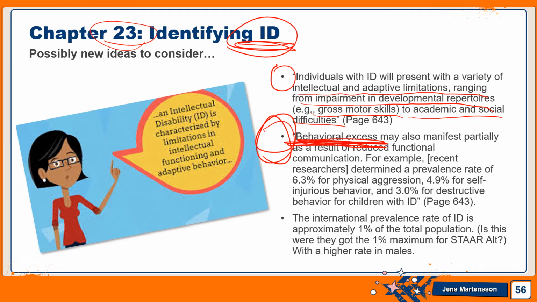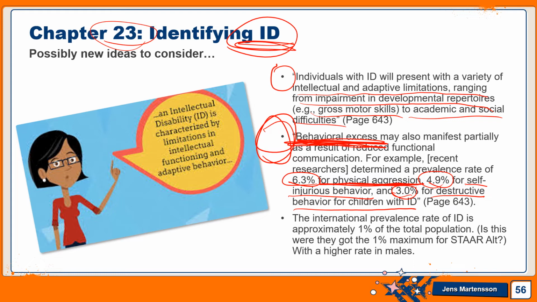The research just proves it: 6.3% of kids with ID exhibit physical aggression, 4.9% self-injurious behavior, and 3.0% destructive behavior. So just because a child has a behavior problem does not mean, oh, well, it can't be ID, it's just a behavior problem, it's just ADHD, or it's just something else.